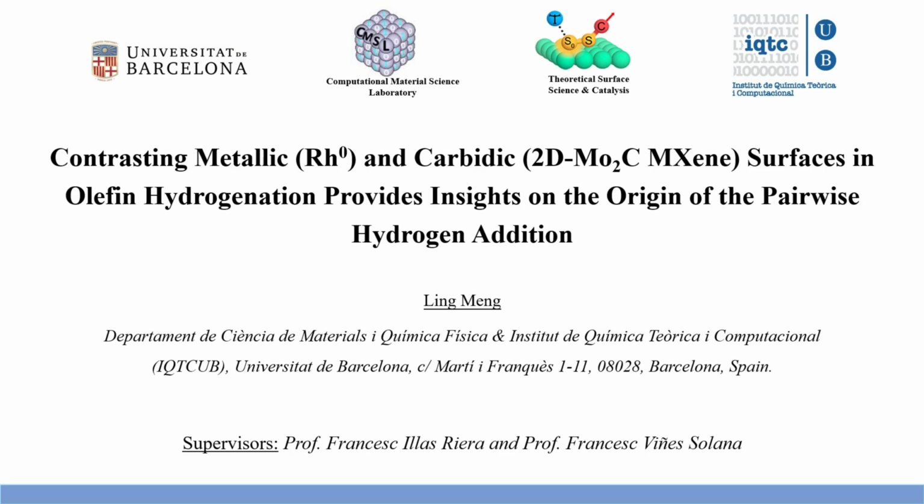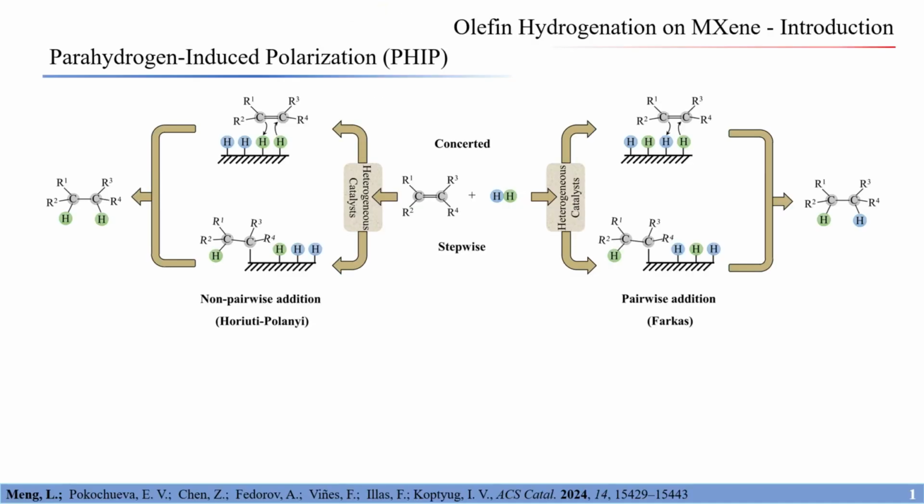Today, let's talk about the topic of contrasting metallic and carbonic surfaces in olefin hydrogenation, which provides insights on the origin of the pairwise hydrogen addition. Parahydrogen-induced polarization was always used in olefin hydrogenation to analyze how much percent goes to the pairwise addition.